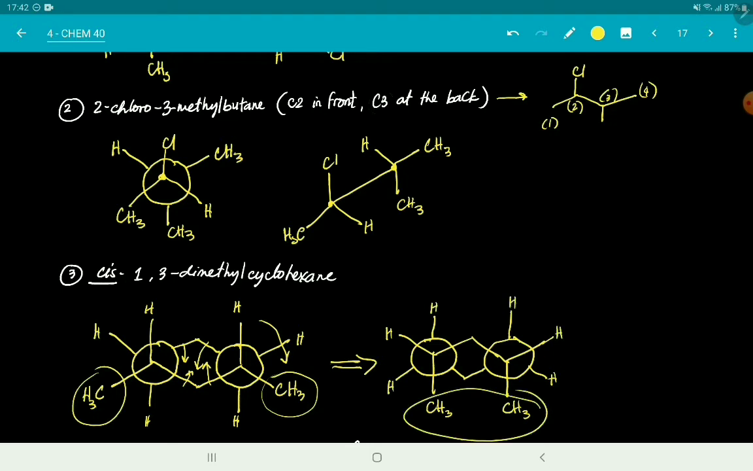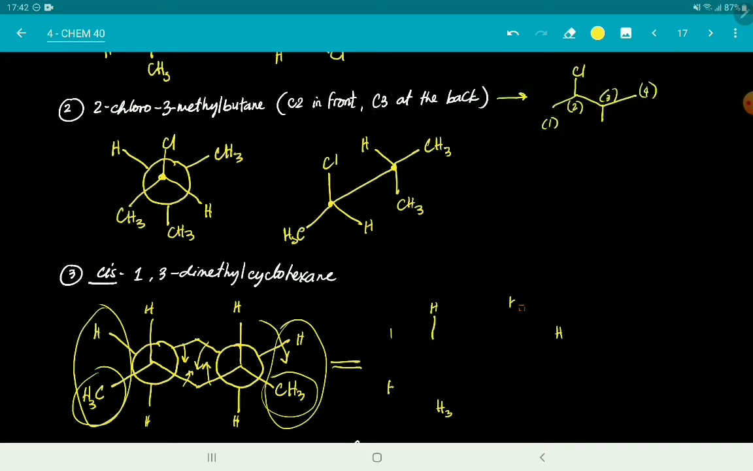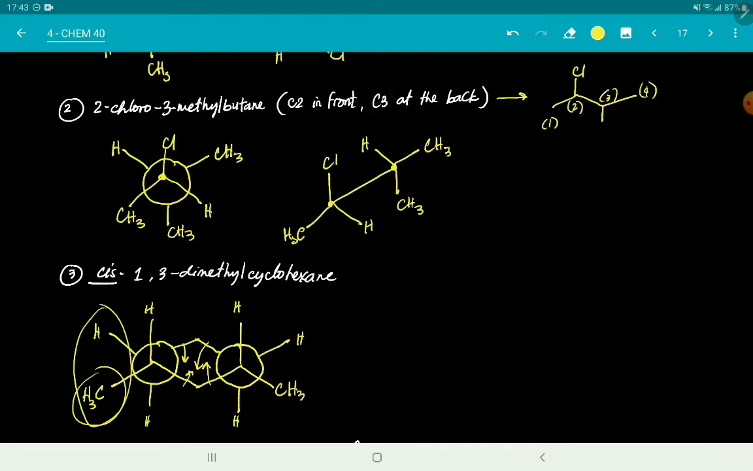So, this is the least stable kasi meron tayong 1,3 diaxial interactions na nag-occur kapag may ganyan. Okay. Pag ganito, walang interactions with the other hydrogens whatsoever. So, meron lang tayong gauche interaction, pero it's far more stable than the 1,3 diaxial interactions brought about by this structure right here. So, buburahin ko na lang din ulit itong structure na to because this is the less stable one. Tapos, buburahin ko na rin yung markings. Ayan. So, this is the most stable structure for this particular cyclohexane.